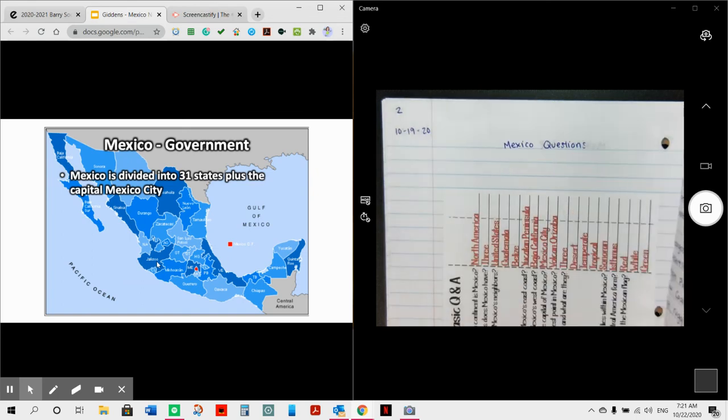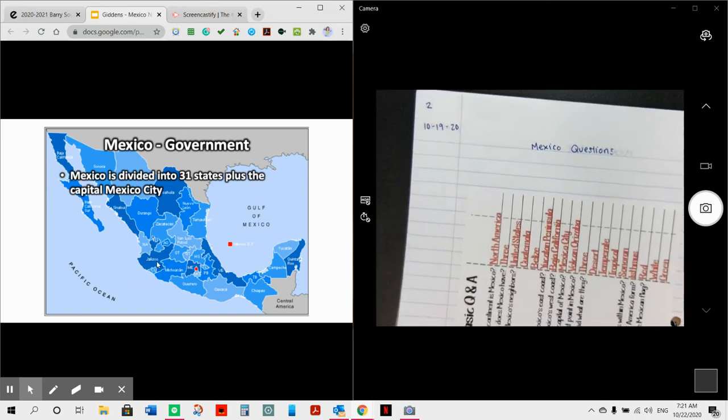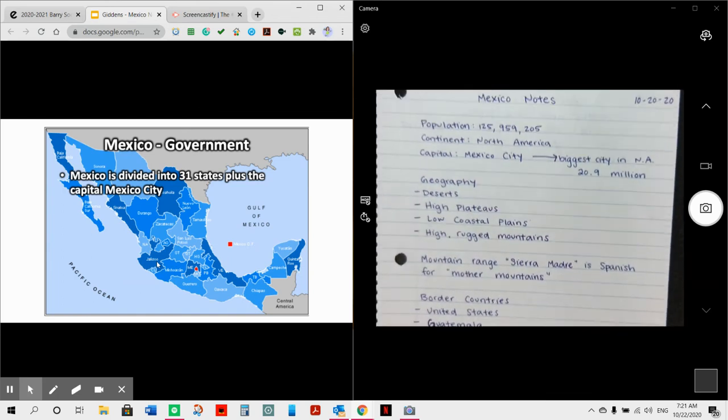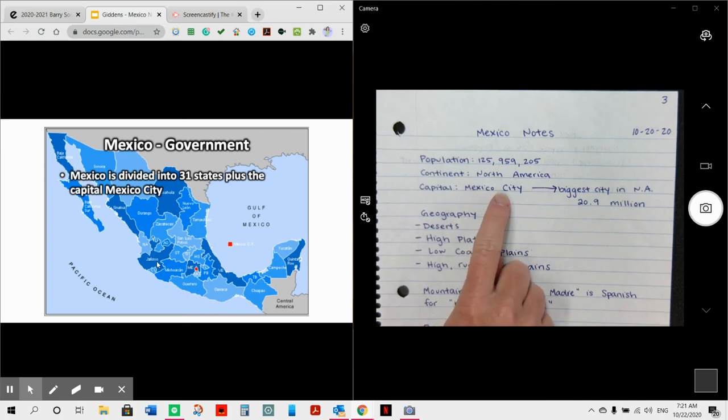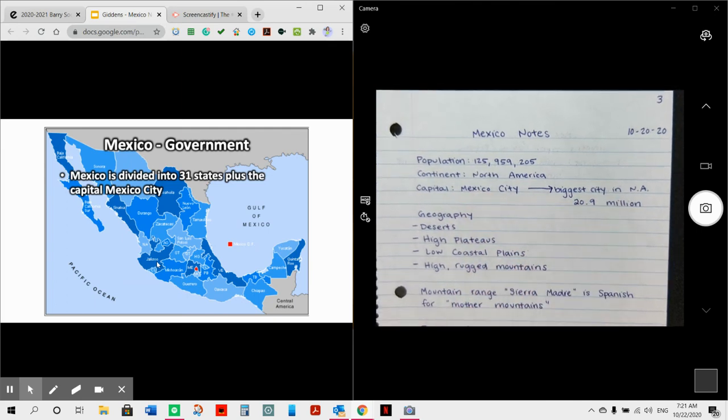And I believe that on your previous page, if you did Mexico Notes on Tuesday, you already have this page filled out. And the capital is Mexico City, biggest city in North America with 20.9 million people. Phew, that's a lot of people.